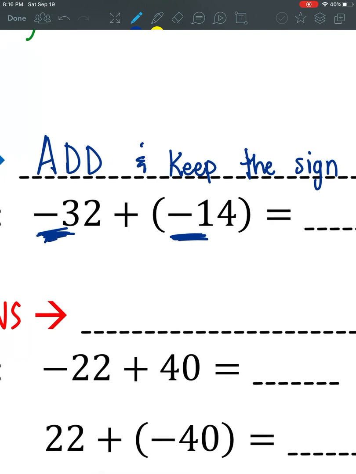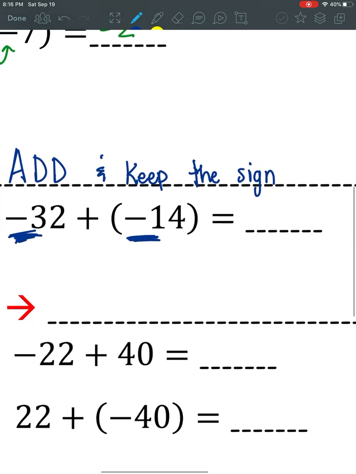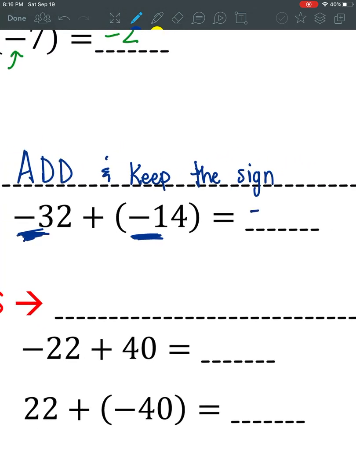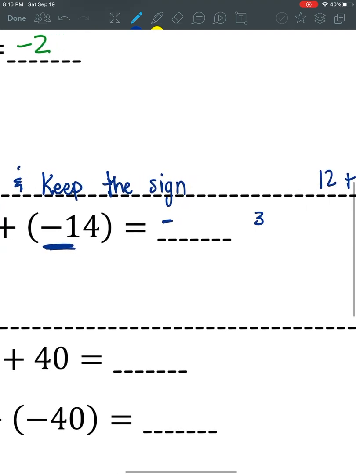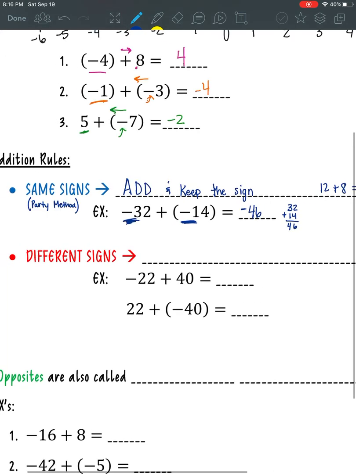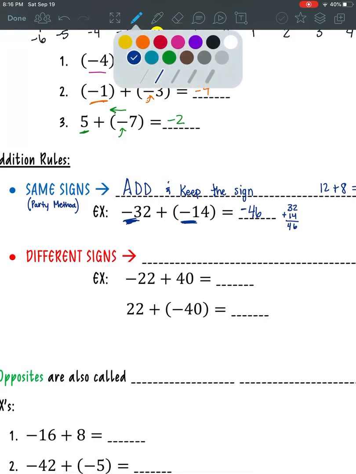Okay, it's the same thing if the numbers in the problem are negative. So for example, this one, negative 32 plus negative 14, all we have to do is add the numbers and then keep the sign. So I know our answer has to be negative. And then if you don't know 32 plus 14 off the top of your head, well then we could stack them. And 2 plus 4 is 6. 3 plus 1 is 4, so our answer is negative 46.